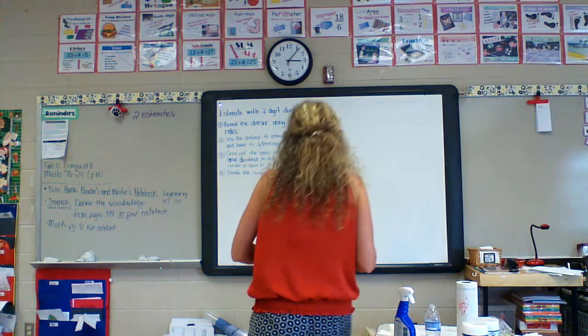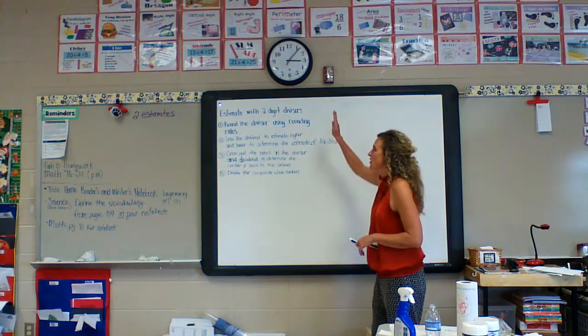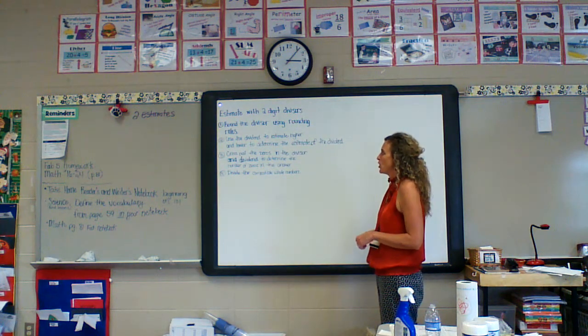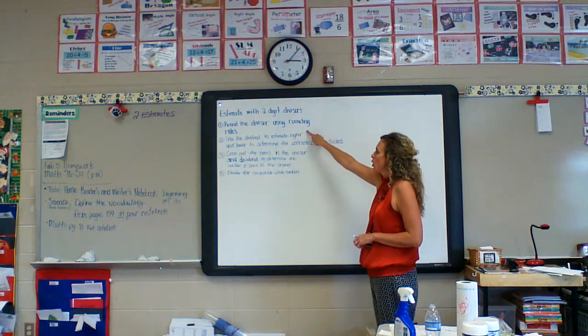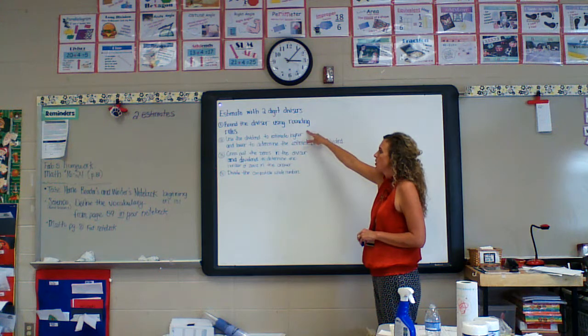Today we will estimate with two-digit divisors. These are the steps for estimating with two-digit divisors. Number 1, round the divisor using rounding rules. 5 or above, give it a shove. 4 or less, let it rest.